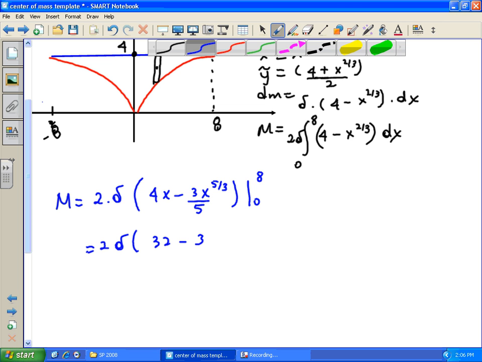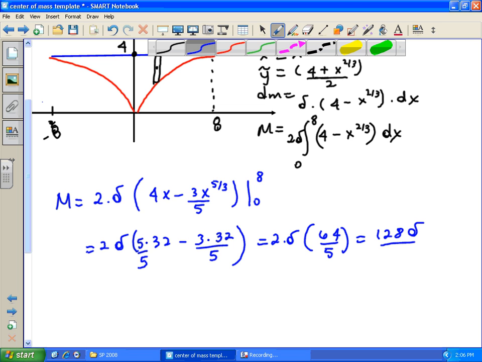Okay, what is 8 to the 5/3? First, you take the cube root of 8, right, which is 2, and then you go 2 to the 5th power, or 32. And I'll get common denominators. I have 5 32s minus 3 32s, that's 2 32s. So I get 128 density over 5 for the area, rather than the mass, because it's really area times density.